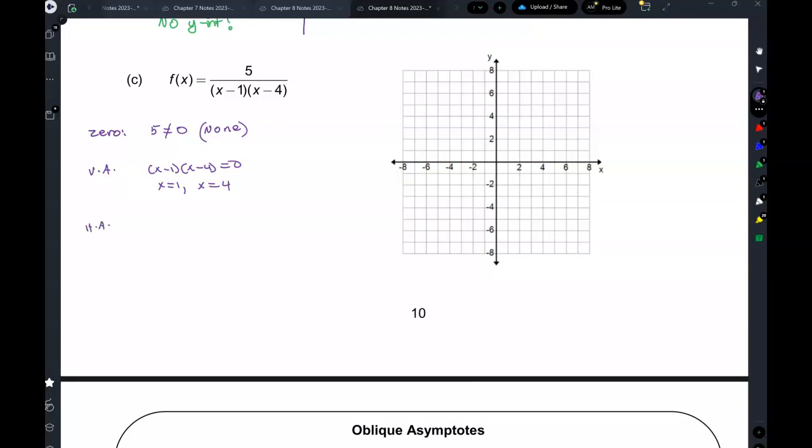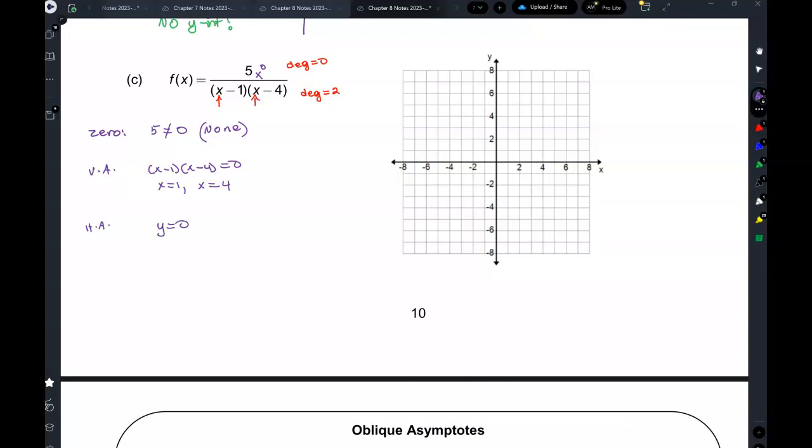Now, horizontal asymptote. When you have just a constant, the degree is 0 because it's 5x to the 0. On the bottom, this is factored out, but the degree is 2, because if you multiply it out, it will be x squared minus 5x plus 4. Don't multiply it out, but the degree would be 2. Here the degree is 0. Higher degree on the bottom means y equals 0 for the horizontal asymptote.